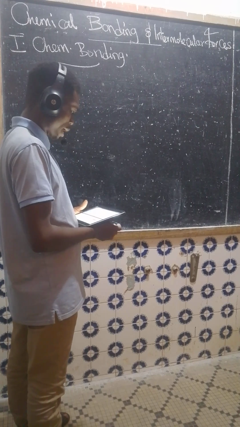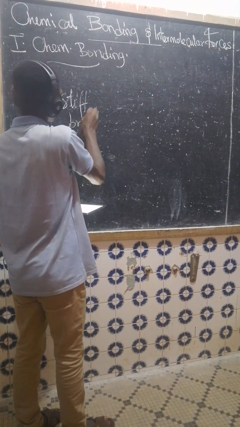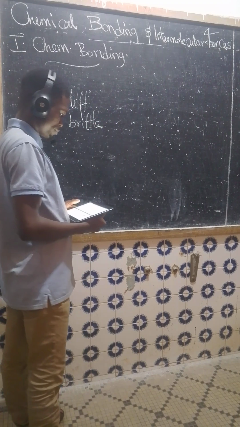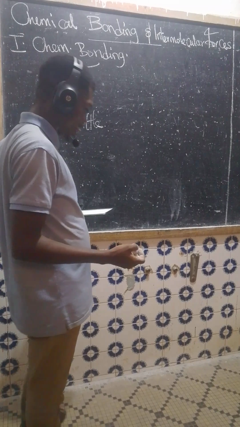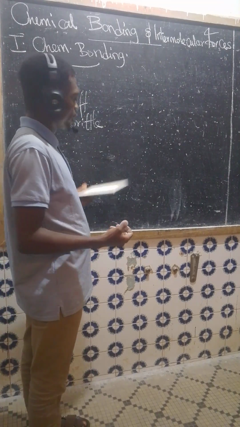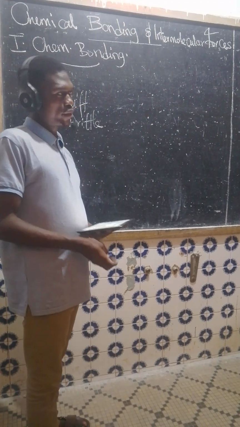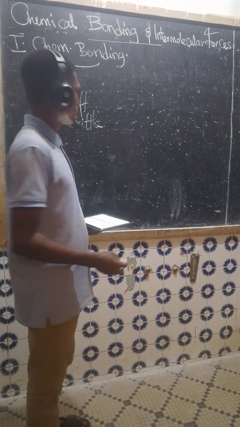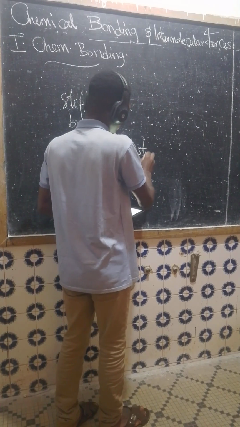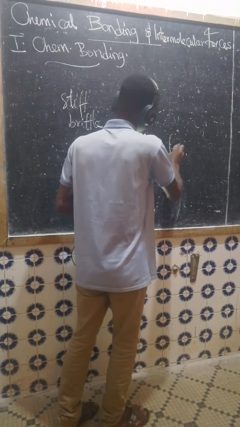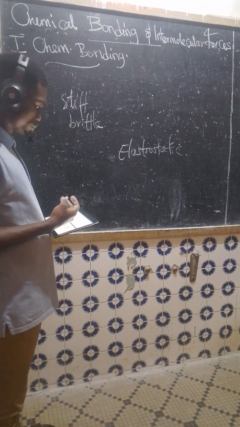They are stiff and brittle. Why are they stiff? Because they are held together by strong forces of attraction, in fact known as electrostatic force. In the definition of bonding, I did not really explain what is meant by electrostatic force. I'll actually explain it now.